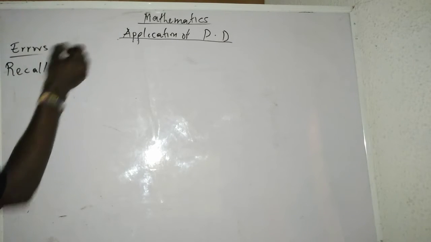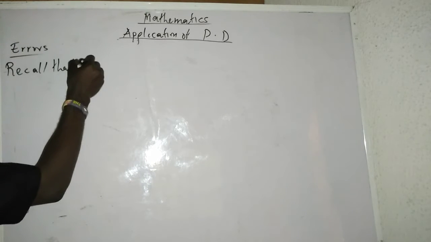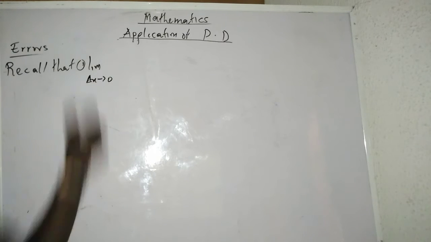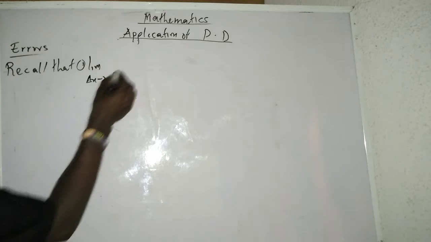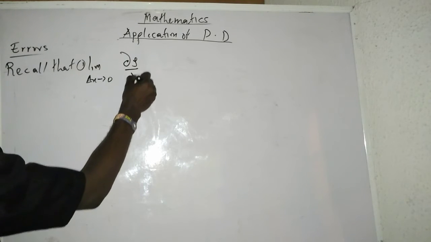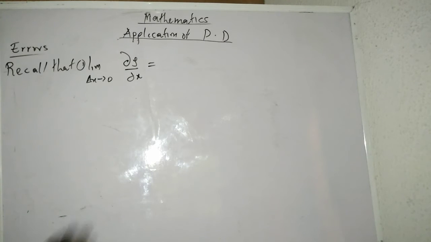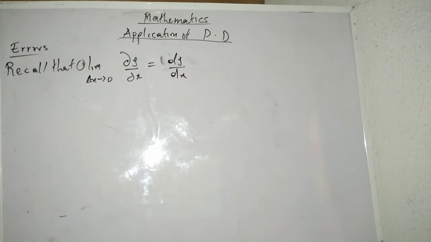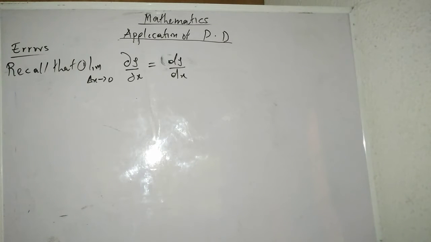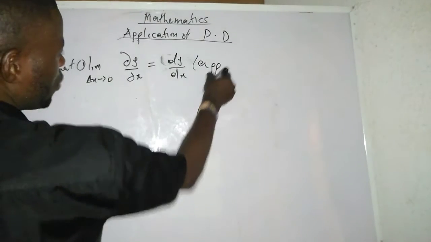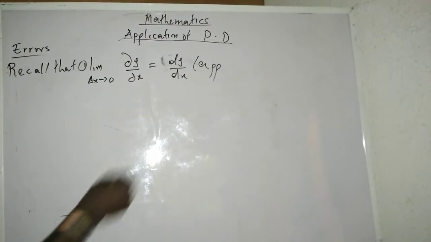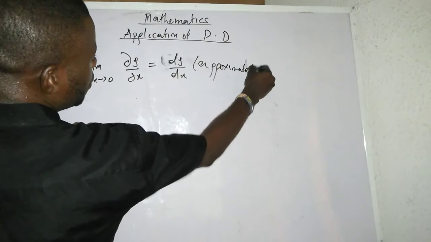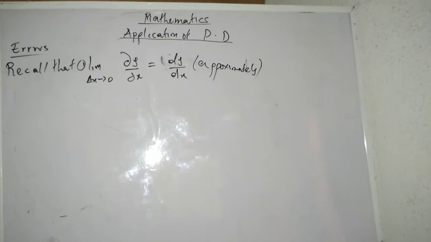Take note of, or recall, three things that are very important when it comes to calculus. Number one, the first one is the limit as delta x tends to 0 of delta y over delta x, which is the total derivative dy/dx, under first principle. This is approximately equals to, not totally equals to, approximately equals to. Please take note.